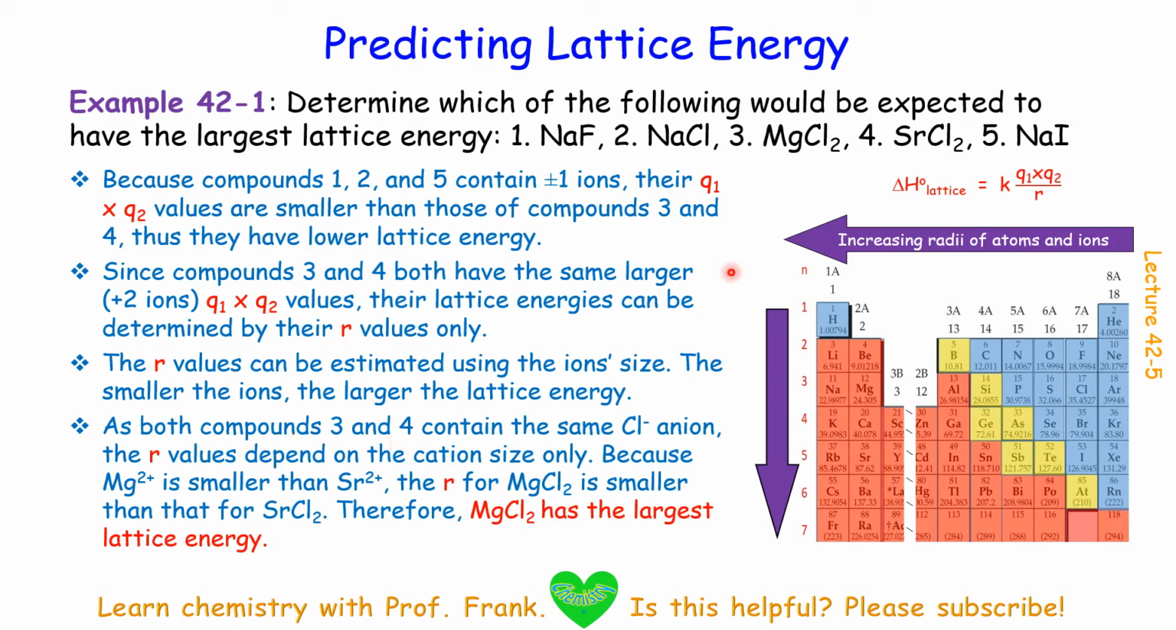Both compounds 3 and 4, magnesium chloride and strontium chloride, contain the same anion, so their R values depend only on the cation size. Now let's find out which cation is larger. In order to do that, let's locate the 2 elements. Magnesium is here, strontium is here, and the trend of increasing ionic radius is from top to bottom. It means magnesium ion is smaller than strontium ion.